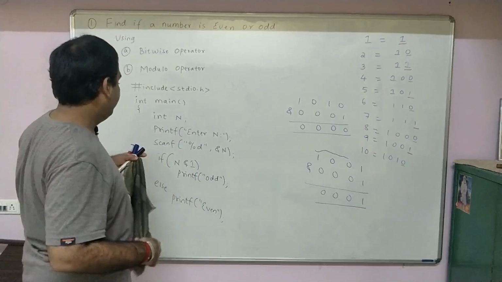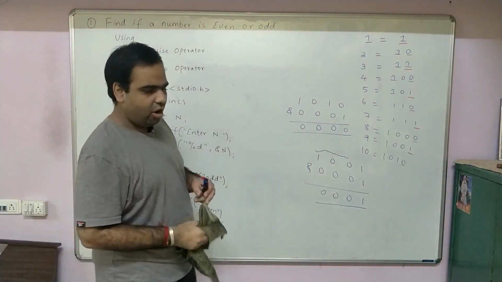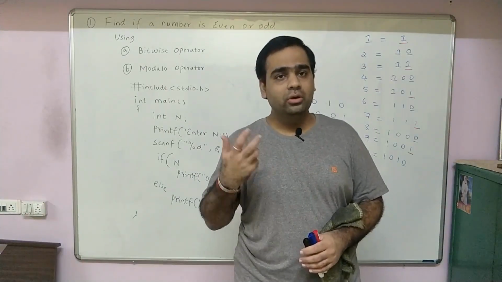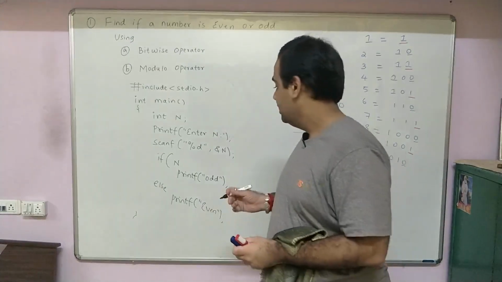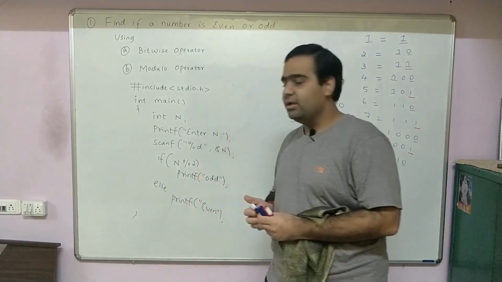Now let us see how we do it with the modulo operator. Very simple. Now what is an odd number? An odd number is one that when divided by 2 gives the remainder as 1. That means I need to get the remainder. Hence we write n modulo 2.